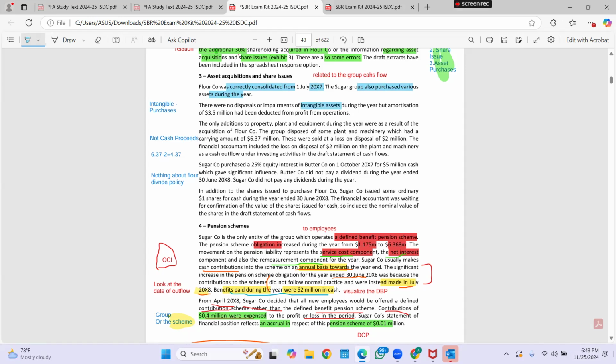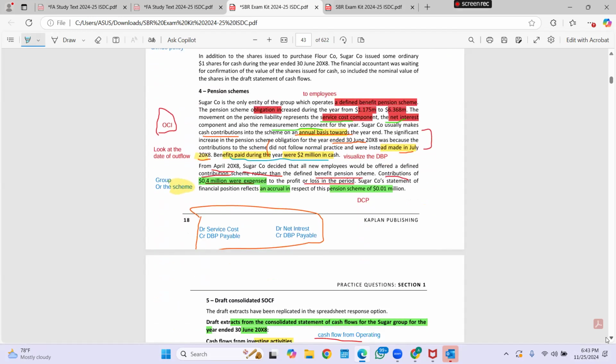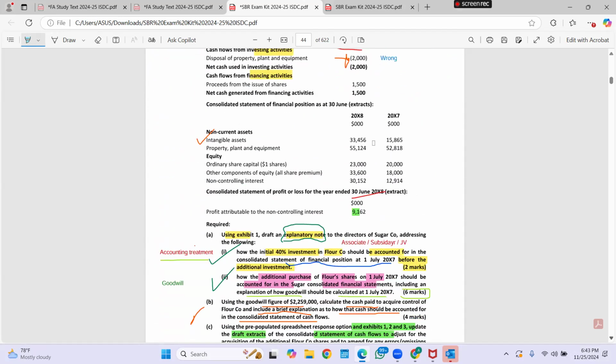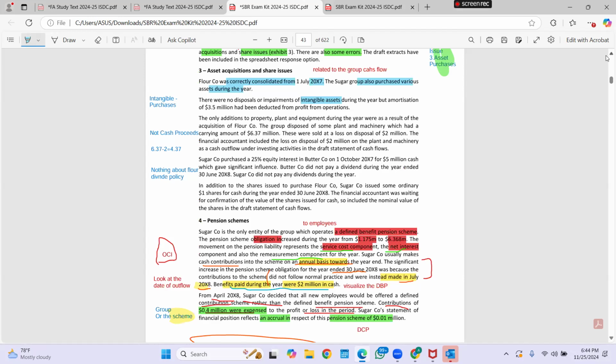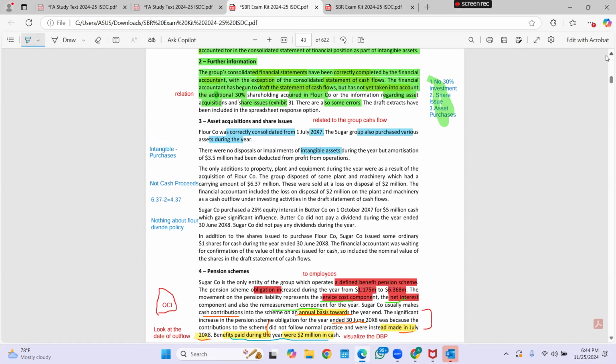What are they saying? They have already given us an opening balance and a closing balance of intangibles of our group. So I believe that we need to find something from that opening or closing. There were no disposals or impairments. So that means there is no reduction or credit entries in terms of your intangible during the year.